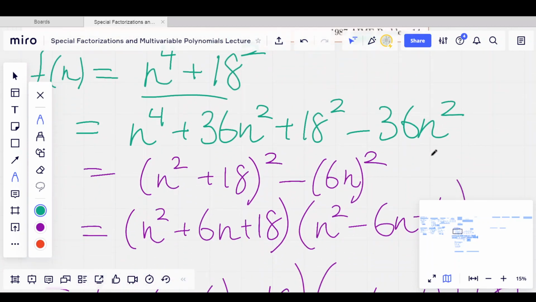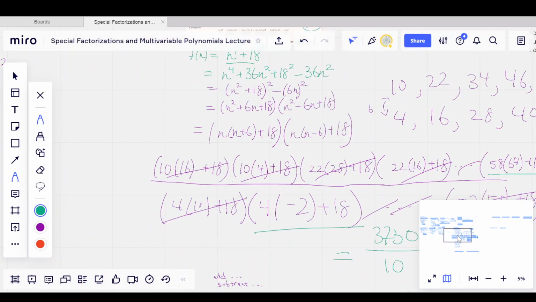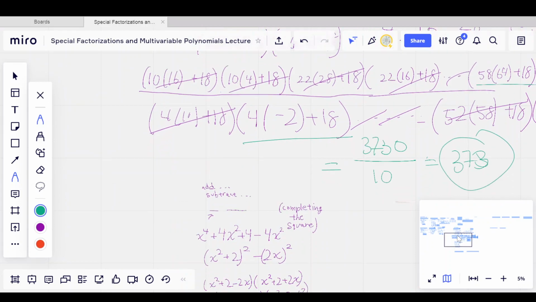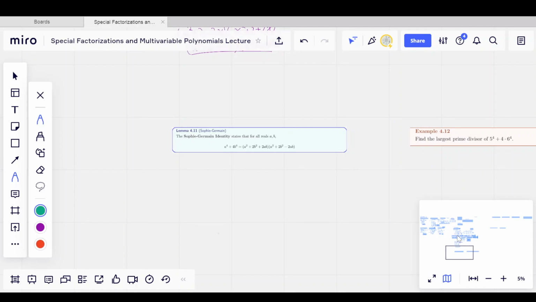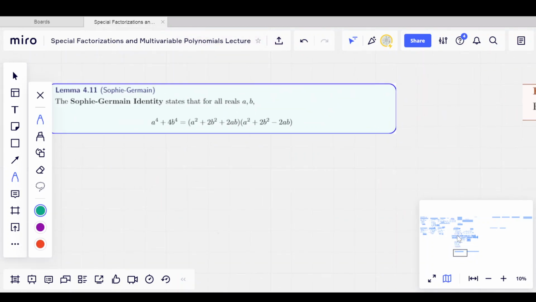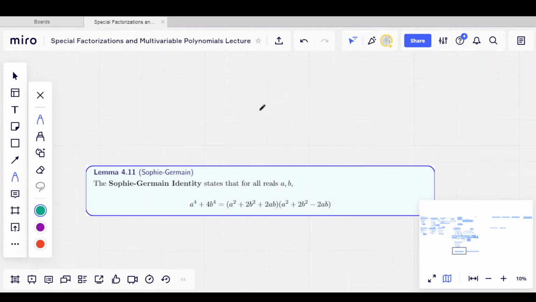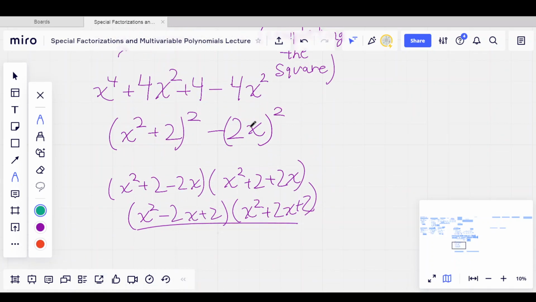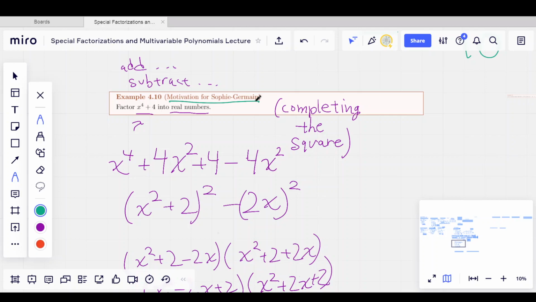Okay, so now we will move on to the next few. So we'll first cover Sophie Germain, and then we'll cover the other special factorizations. So as we said, the last 2 examples were completing a square, and this was actually a motivation for Sophie Germain.